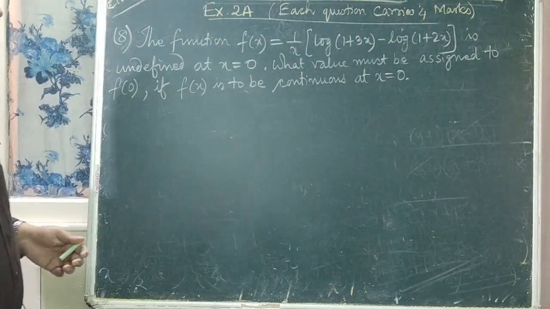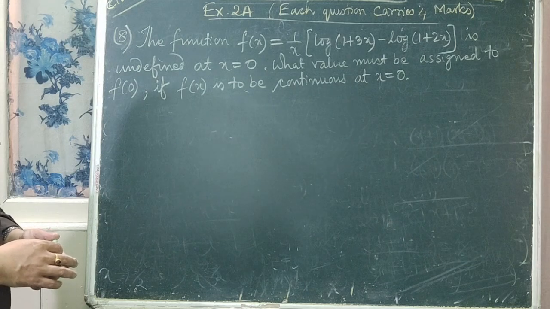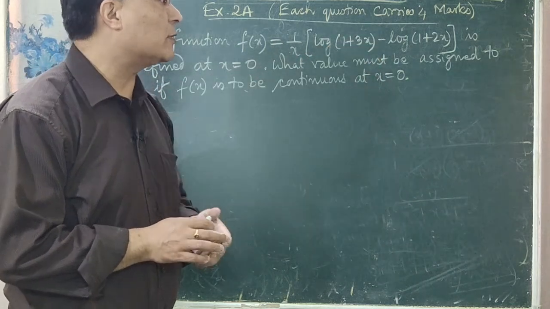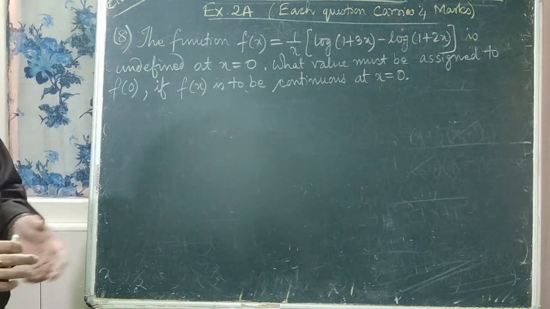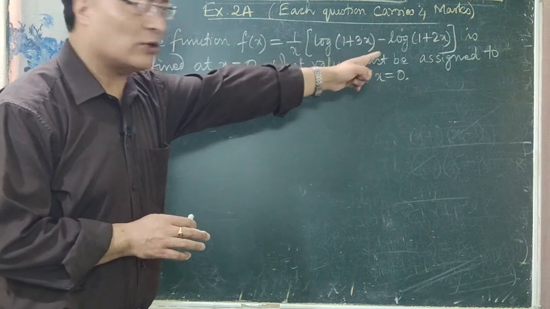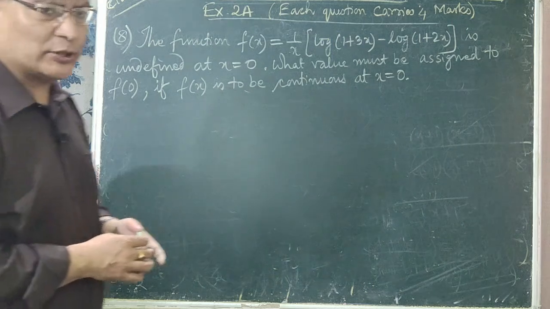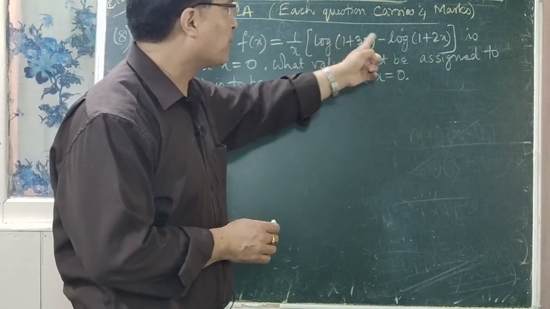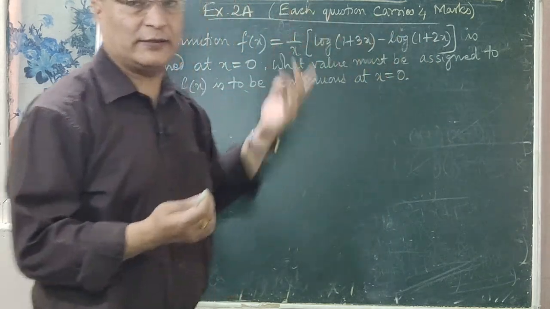Now let's do this question number 8. The function f of x is equal to 1 upon x, within third bracket log of 1 plus 3x minus log of 1 plus 2x is undefined at x is equal to 0. The function of x is given as this expression, so it is undefined at x is equal to 0. So if you put x is equal to 0 here, log 1 is 0, and this is also, if you put x equal to 0, log 1 is 0, 0 minus 0 is 0, 0 by 0 is undefined.